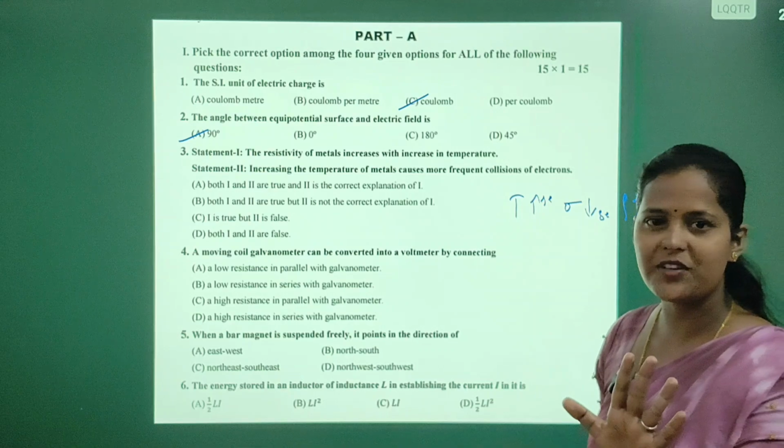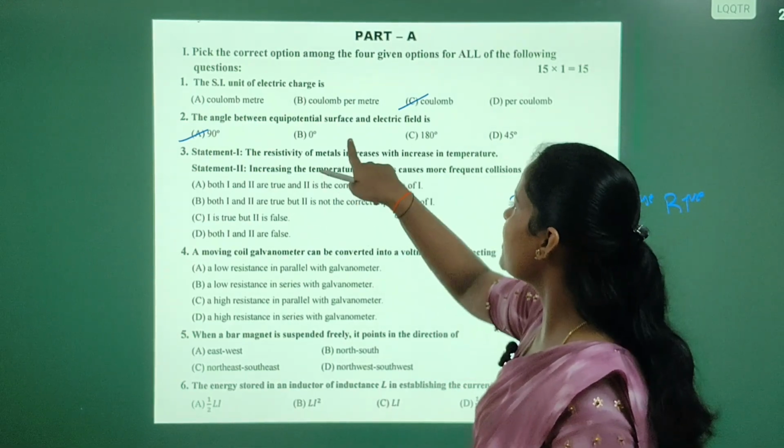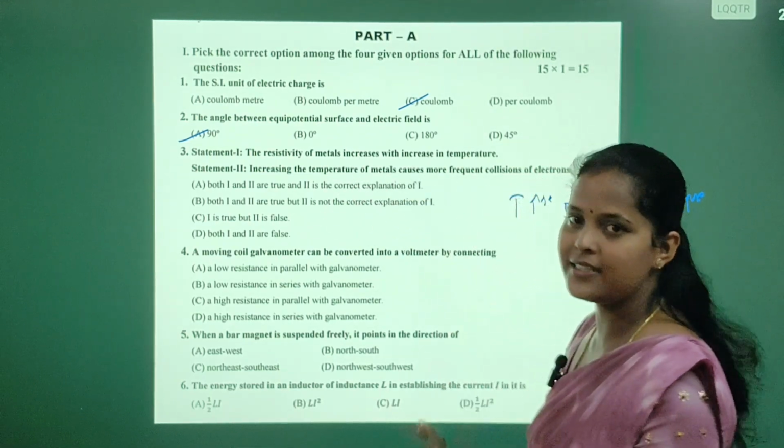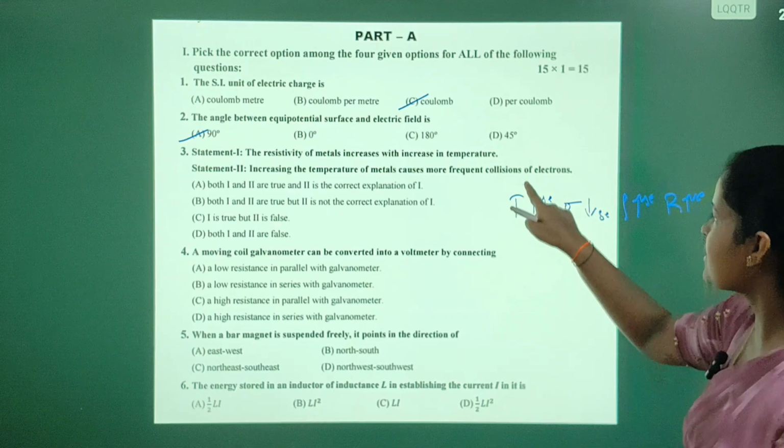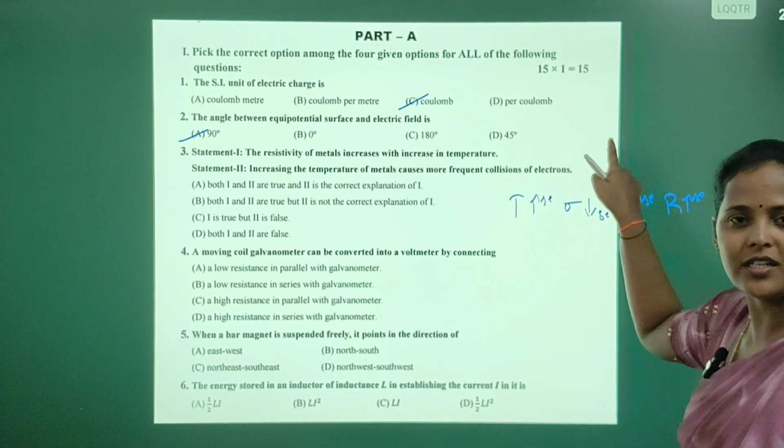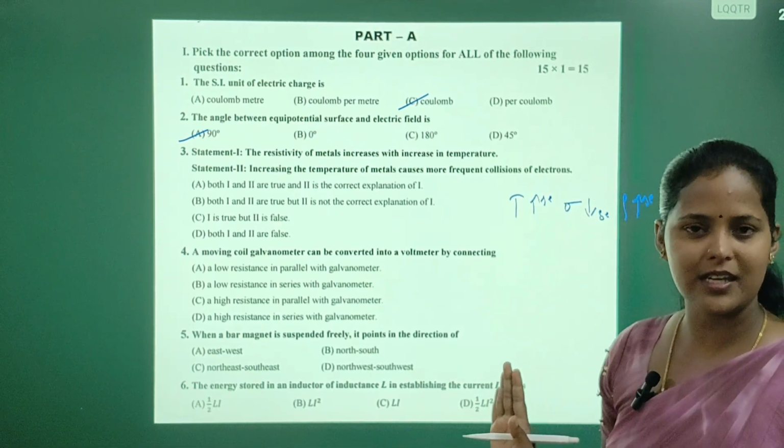Okay, here, what is the first statement? The resistivity of the metal increases with increase in temperature. See, temperature increases, resistivity also increases. Okay, the first statement is correct.